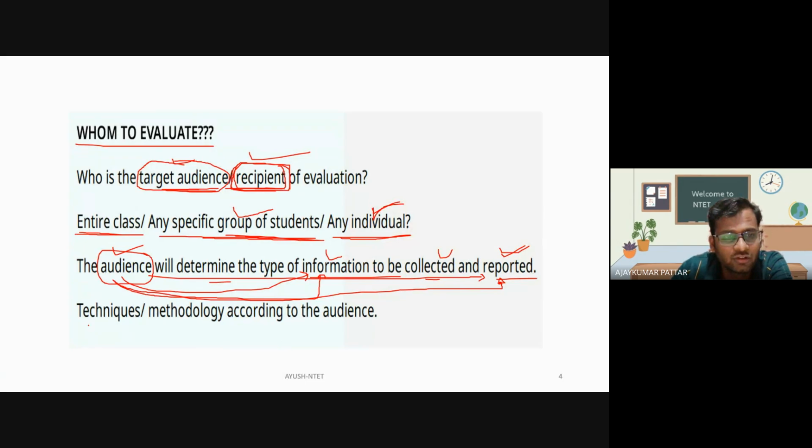So techniques and methodology according to the audience. Sometimes we can evaluate the techniques and methodologies also according to the audience, whether it is a suitable methodology or technique for that audience for teaching and learning purposes. We can also evaluate the techniques or methodology according to the audience. It depends on the target audience.